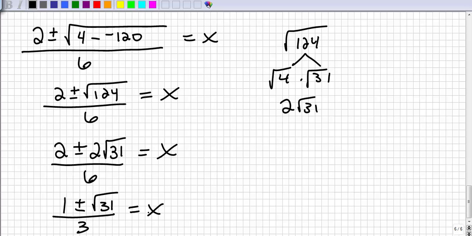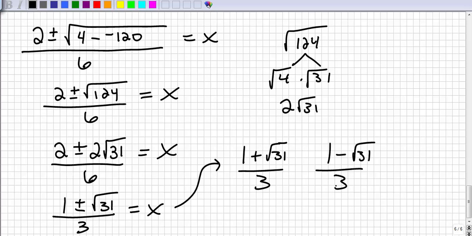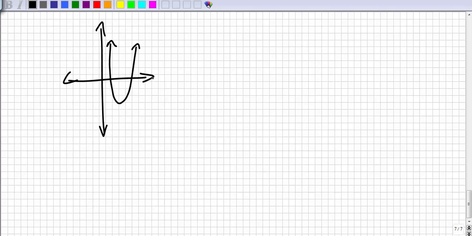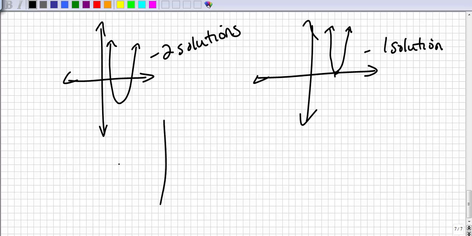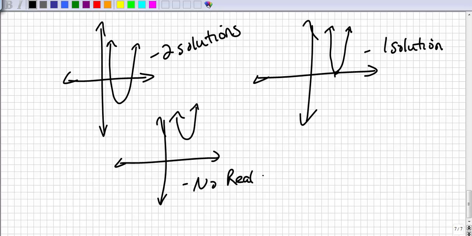So what does that actually mean? Well, that's actually 2 solutions. It is 1 plus the square root of 31 over 3, and 1 minus the square root of 31 over 3. A quadratic equation could have 2 x-intercepts and therefore 2 solutions. It could only have 1 x-intercept, in other words, the vertex could be on the x-axis, which means it only has 1 solution. And we could also have the situation where the parabola does not cross the x-axis, in which case we have no real solutions.